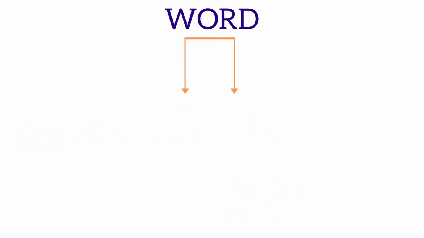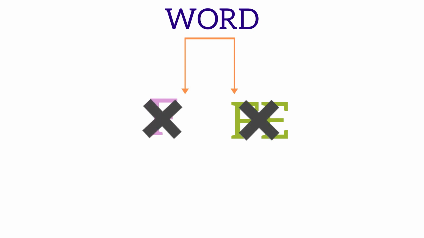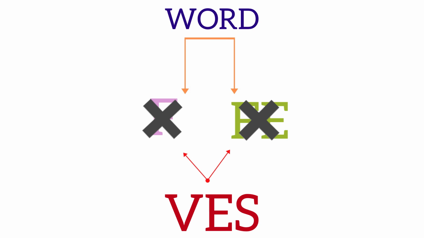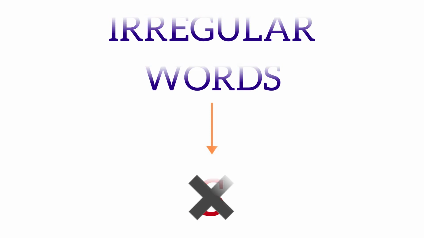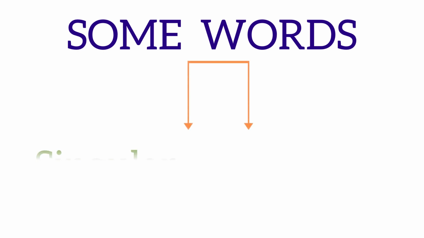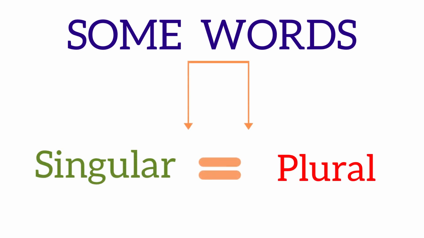If a word ends in f or fe, we remove the f or fe and add ves. If a word ends in a consonant and o, we normally add es. There are a number of words that don't follow these rules. They are irregular. Some words in English are the same in singular and plural.